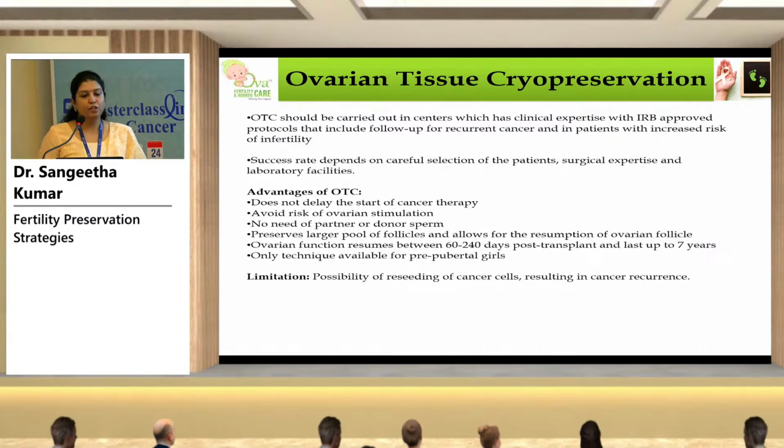The success rate depends on careful selection of patients, surgical expertise, and laboratory facilities. The advantage of OTC is that we need not delay the cancer treatment. It avoids the risk of ovarian stimulation, there is no need of a partner or donor sperm, it preserves a larger pool of follicles, and allows resumption of ovarian function. Ovarian function resumes between 6 to 240 days post-transplant and lasts up to 7 years, and it is the only technique available for prepubertal girls. The limitation is the possibility of reseeding of cancer cells, resulting in cancer recurrence.